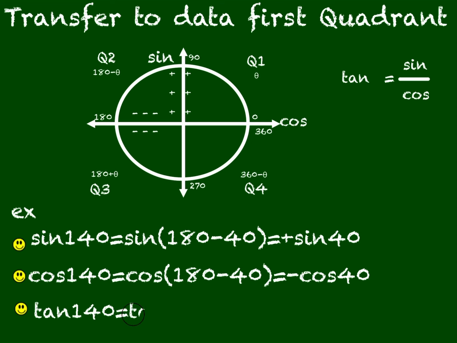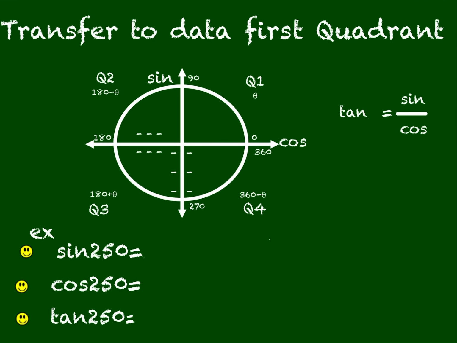Tangent, same idea as cosine or sine. We do the same thing and just need to check the sign. Okay, tangent equals sine over cosine. So positive divided by negative, we will get a negative value. So tangent 140 equals negative tangent 40 degrees. Now I will show an example from the third quadrant and the fourth quadrant.